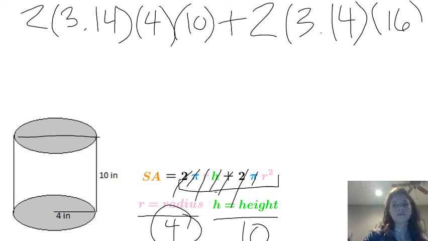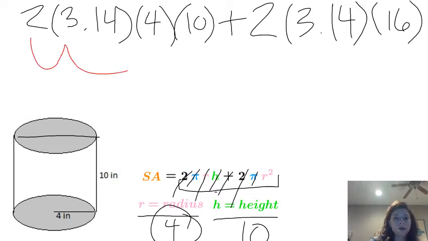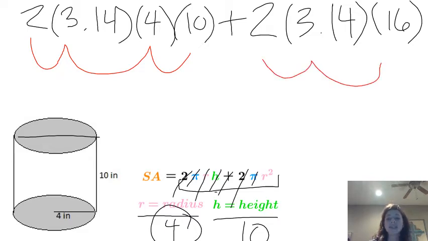Okay, so we have a lot of stuff written out. Let's talk about it. So we have, and I'll draw something and then we'll erase it. So we have 2 times 3.14 times 4 times 10. Then we have a plus sign. Then we have 2 times 3.14 times 16.